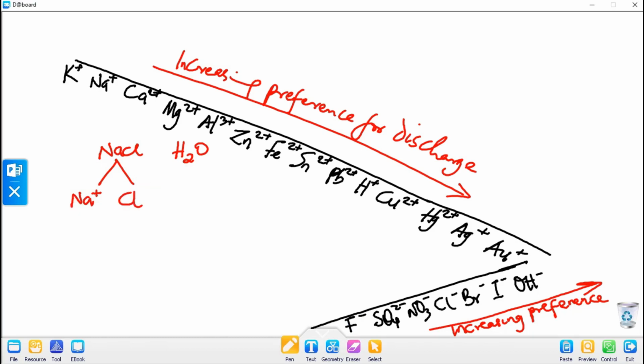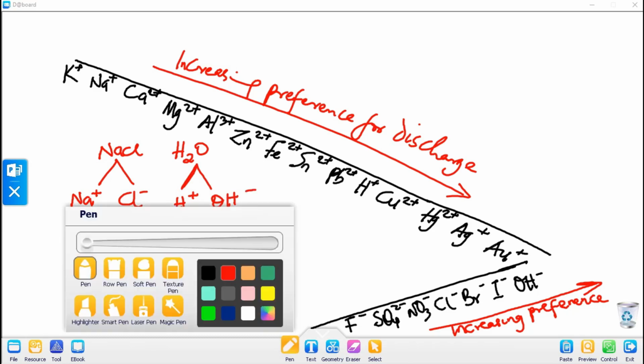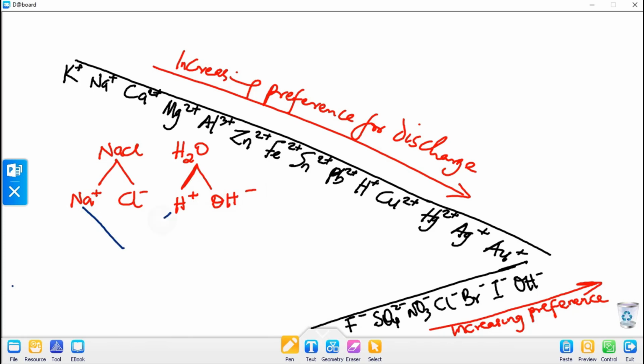So we have chloride ion. Then for water, water is going to dissociate into hydrogen ion and hydroxide ion. Now looking at the cations present here, there are sodium ion and hydrogen ion. So these two migrate to the cathode, while the chloride ion and the hydroxide ion migrate to the anode.